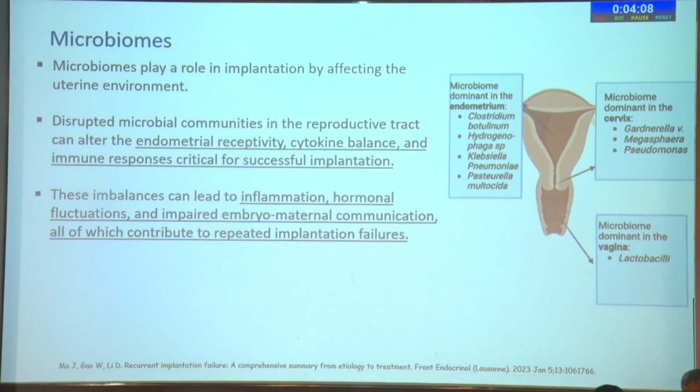Then microbiomes are also coming up in a big way, and they play important role in implantation by affecting the uterine environment. And disrupted microbial communities may lead to cytokine imbalance. Immune response is critical for successful implantation. And because of the inflammation, hormonal fluctuations, and impaired embryo-maternal communication, all of which contribute to repeated implantation failure. So all these things have to be thought about.